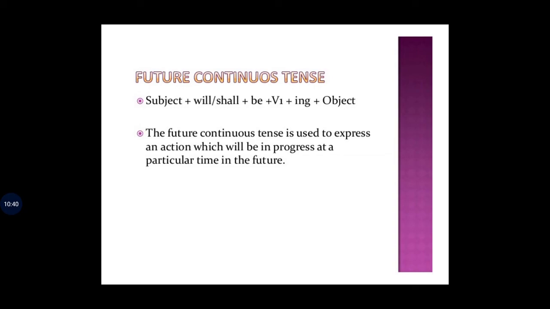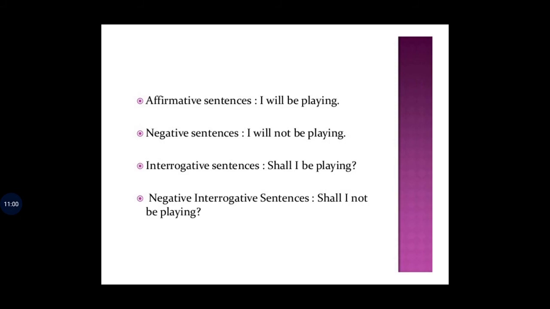Future continuous form. Subject plus will or shall be, V1 plus ing plus object. The future continuous tense is used to express an action which will be in progress at a particular time in the future. So my class will be going on by tomorrow. If I see, you can make use of it. Let's see the example in 4 types of sentences.